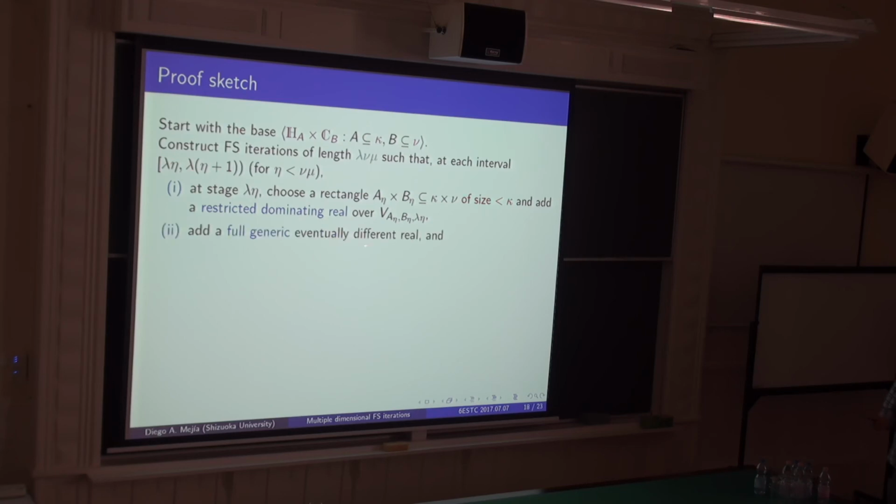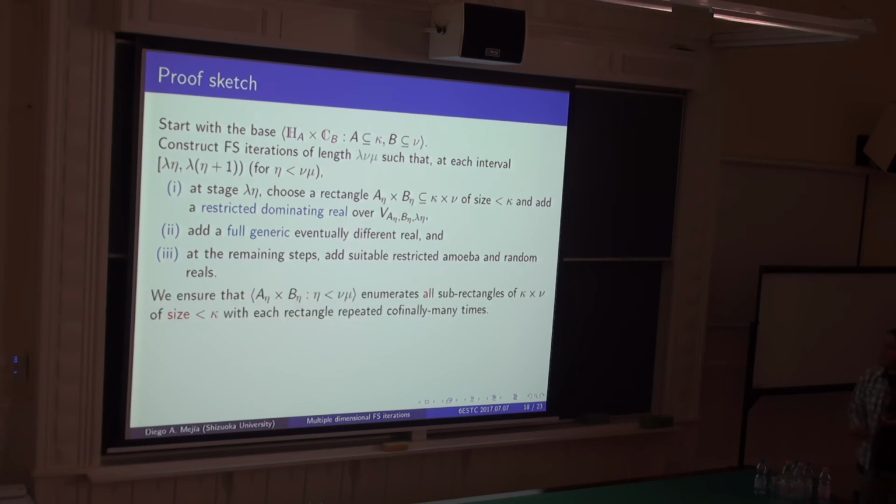In the following step, we add a full generic real, which is quite immediate. And then we add just suitable small amoebas and random reals in order to decide the first values. I will not describe much about this because it's somehow direct in this context. So the point is about choosing the rectangles.